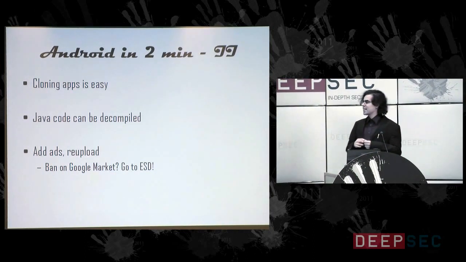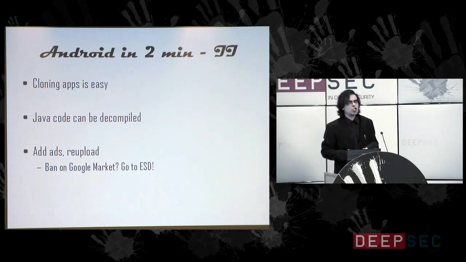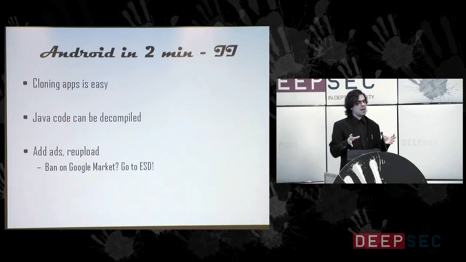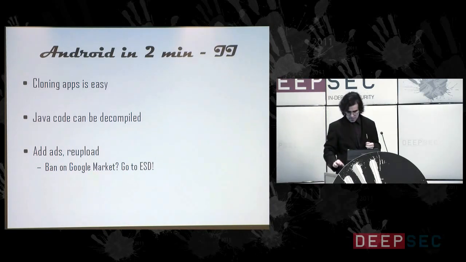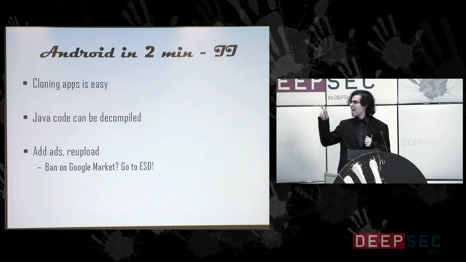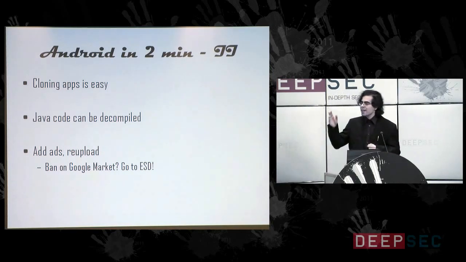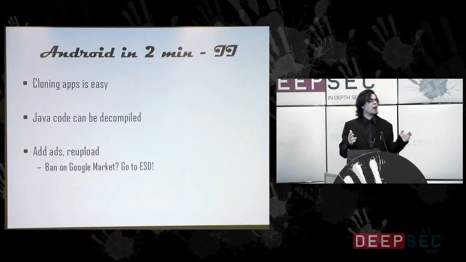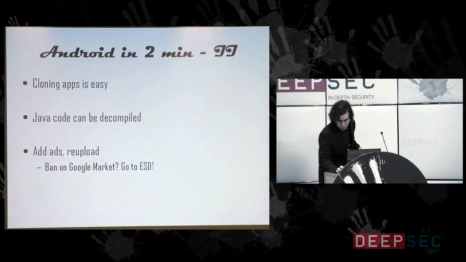And the problem is this. The applications are written in Java. And Java is very easy to decompile. And so if you look for some popular application, you find 50 versions of the same application by different vendors which have been cloned, by simply decompiling the Java code, adding some ad code, or changing the string of the ad, and re-uploading the application to the website. And even if the Google Market bans me, I don't really care, because there are 50,000 other stores where I can give my application away for free.